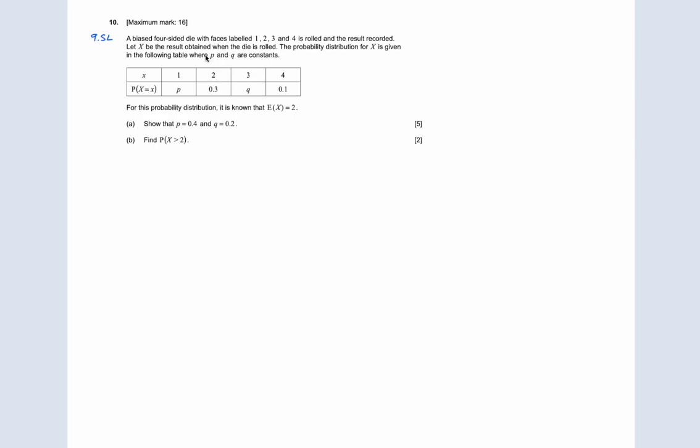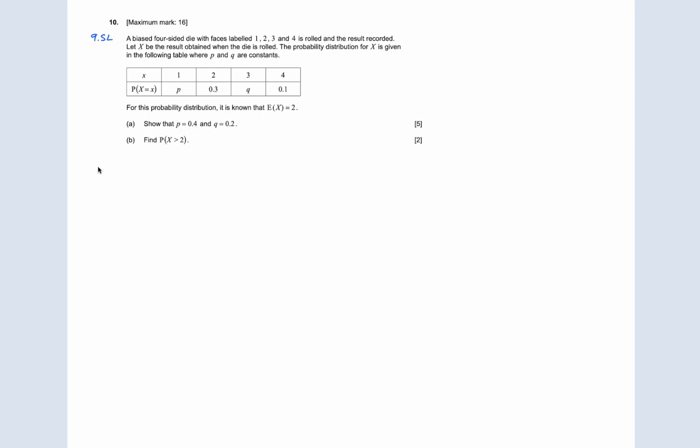Okay, question 10 for HL and 9 for SL. So we have a biased four-sided die with faces 1, 2, 3, and 4. This is the probability distribution function, so the probability distribution for x. So it's just when the probability of it landing on 1 is p, the probability of landing on 2 is 0.3, etc. It is known the expected value is 2. Show that p equals this and q equals this.